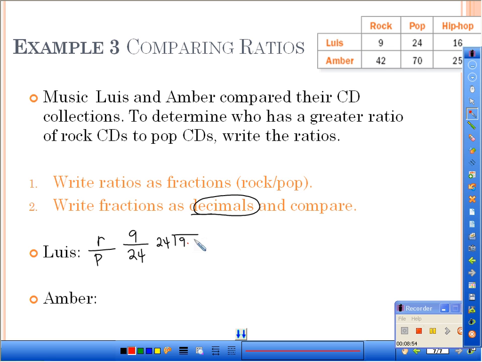Okay, you're going to need to add a decimal and a 0. Decimal goes straight up. 24 goes into 90 3 times. That gives us 72. And we'll have to borrow here. Okay, we'll add a 0. 24 goes into 180 7 times. Subtract. Add a 0, and 24 goes into 120 5 times. That would be 120. So Luis's ratio of rock CDs to pop CDs can be represented by 9 over 24, or 0.375.